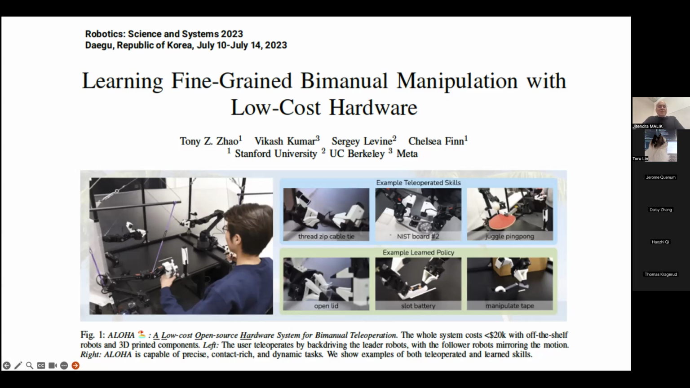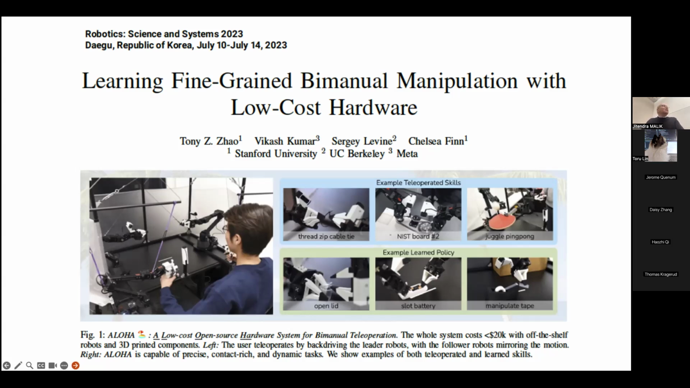The setup, as you can see, is bimanual. The configuration is sometimes called puppeteering. One person is manipulating these two arms, and then there's a gripper. So how many degrees of freedom does the system have? 14, right? 6 degrees of freedom for the arm, and the 7th degree is the gripper. And 7 times 2 is 14.